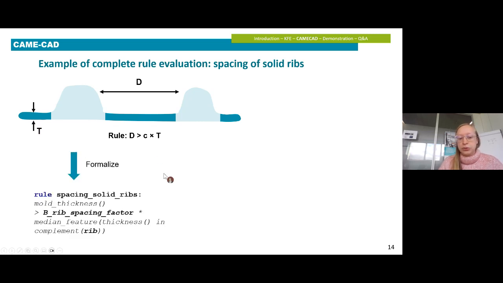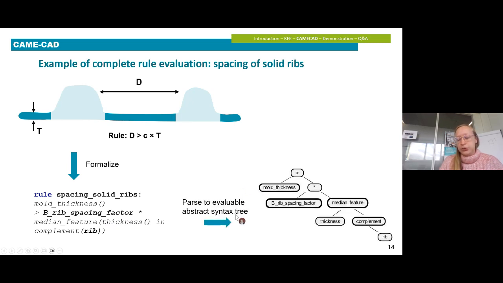First step is then to formalize this rule in the KFE, as Philippe showed also for the boss diameter, which means we will make a rule saying spacing of the solid ribs, where the mold thickness, which is the thickness of the space in between the ribs, where typically a mold, for example, would be, is bigger than a certain constant, which is one of the bound types that Philippe showed, and then times this nominal thickness, which I will go into more deeply later, here defined as a certain property of the thickness. This is then automatically parsed to a machine evaluable abstract syntax tree, as can be shown here.